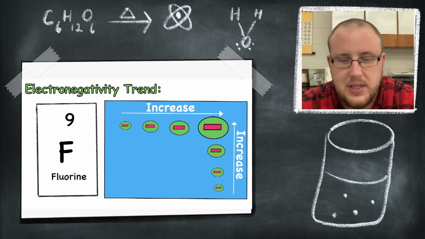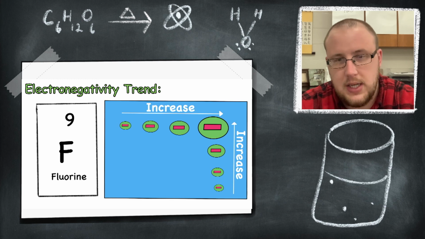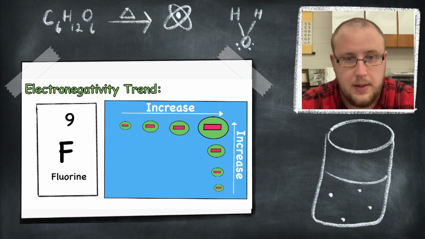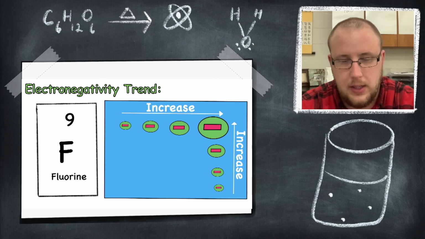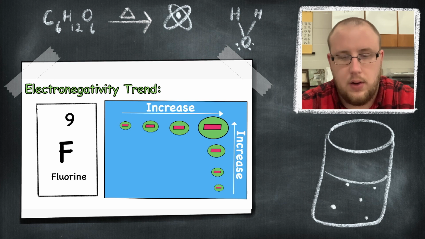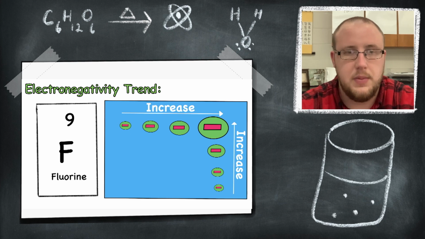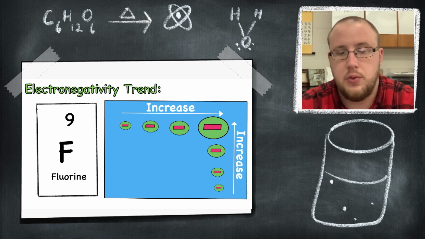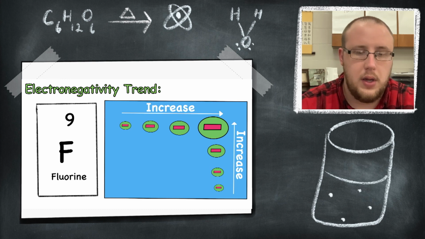So if we follow this trend, it's going to increase as we go from left to right on the periodic table, or across the period, but it's also going to increase as we go from bottom to top on your families. So left to right increases, bottom to top. You're going to have more electronegativity as you go increase it.